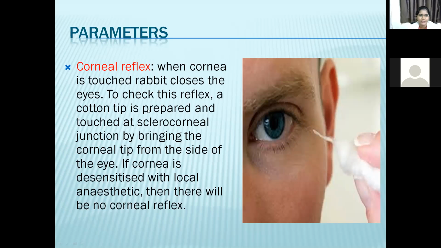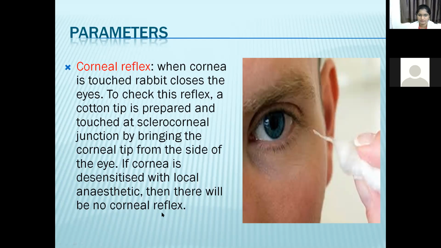To check this reflex, a cotton tip is prepared and touched at the sclerocorneal junction by bringing the cotton tip from the side of the eye. When the cornea is desensitized, when we apply local anesthetics like lignocaine on the eye, it will not show any corneal reflex. If the cornea is desensitized with local anesthetics, then there will be no corneal reflex.